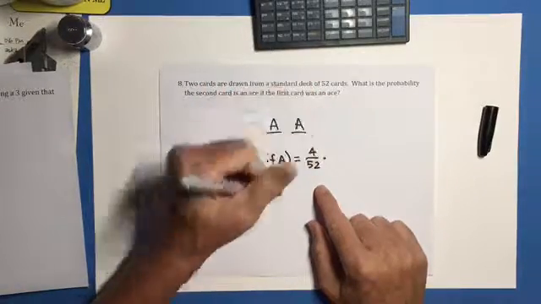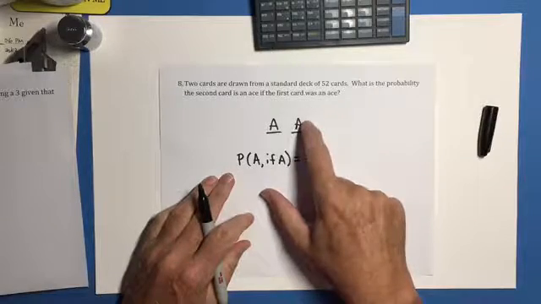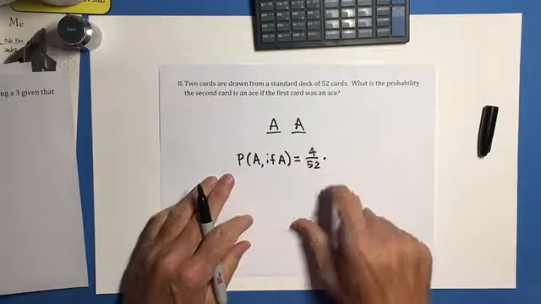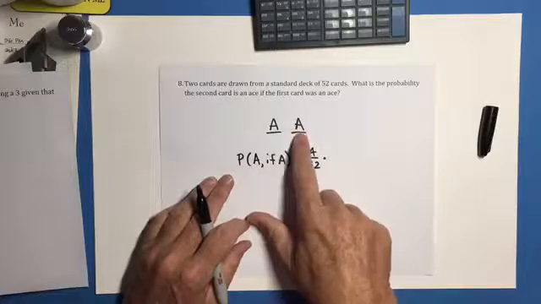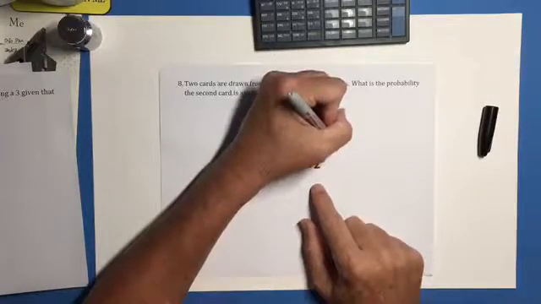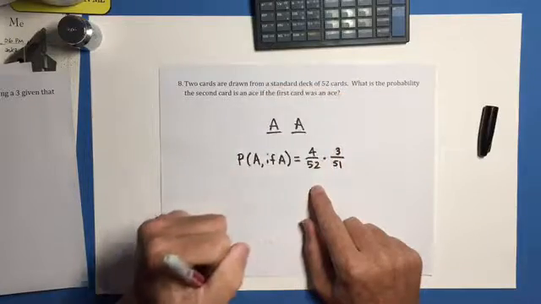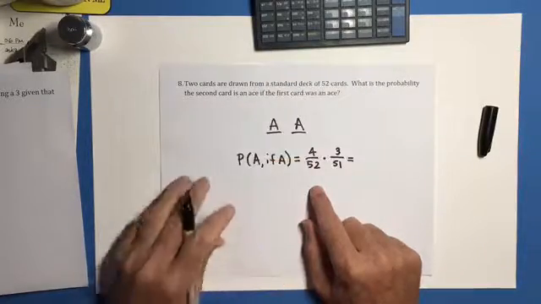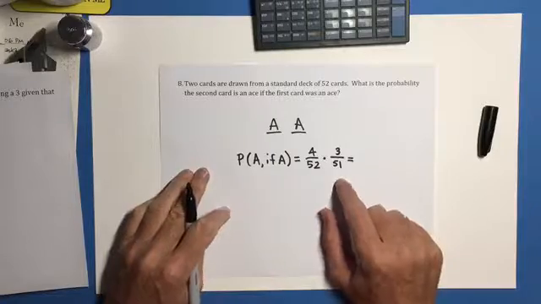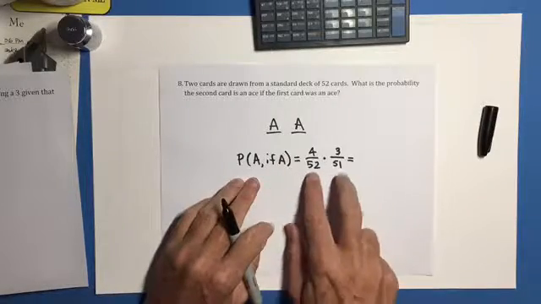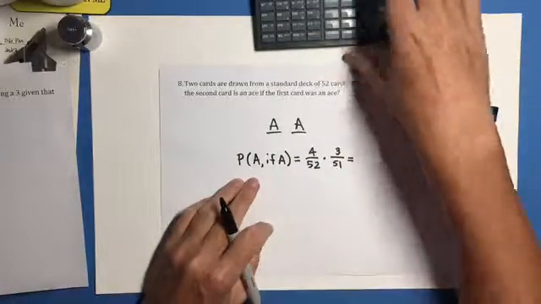Now I'm going to multiply that by the probability of whatever the second card is. If I also want the second card to be an ace, I look at how many aces I have left. I've already drawn 1, so I only have 3 aces left in the deck. Similarly, I only have 51 cards left in the deck. So that's going to be 3 out of 51. With conditional probabilities like that, I multiply them to get the final probability.